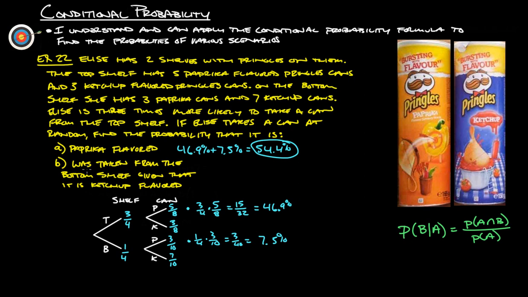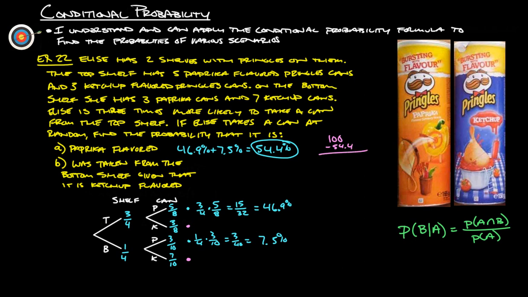Okay? Now, part B says, find the probability that it was taken from the bottom shelf, given that it's ketchup flavored. So now we know for sure that it was ketchup flavored, so it's this one and this one. So we've got to figure out those two. Okay, now here's the key. Look, we already figured out these two. All 4 of these always have to add up to 100%. So we already got 54.4. So let's do 100 minus 54.4.